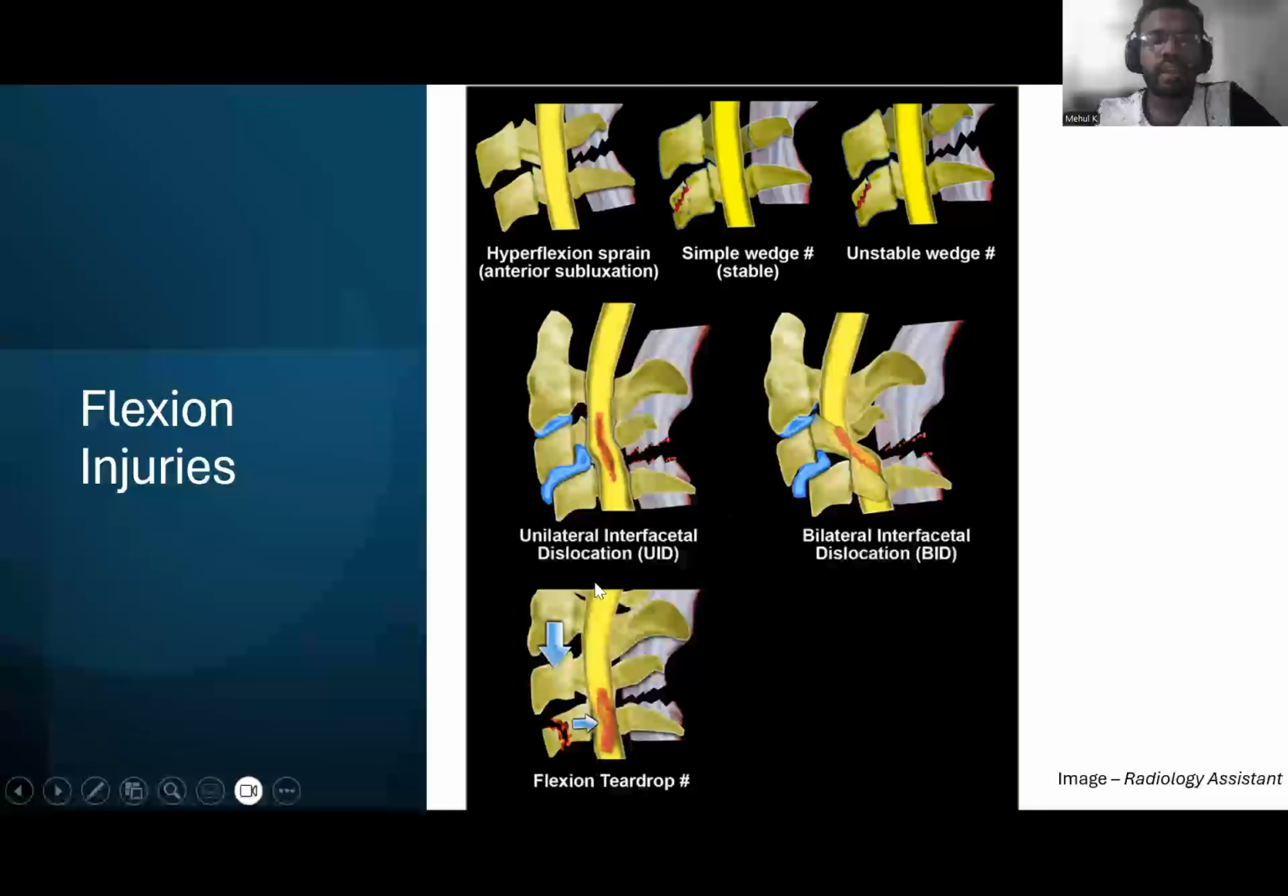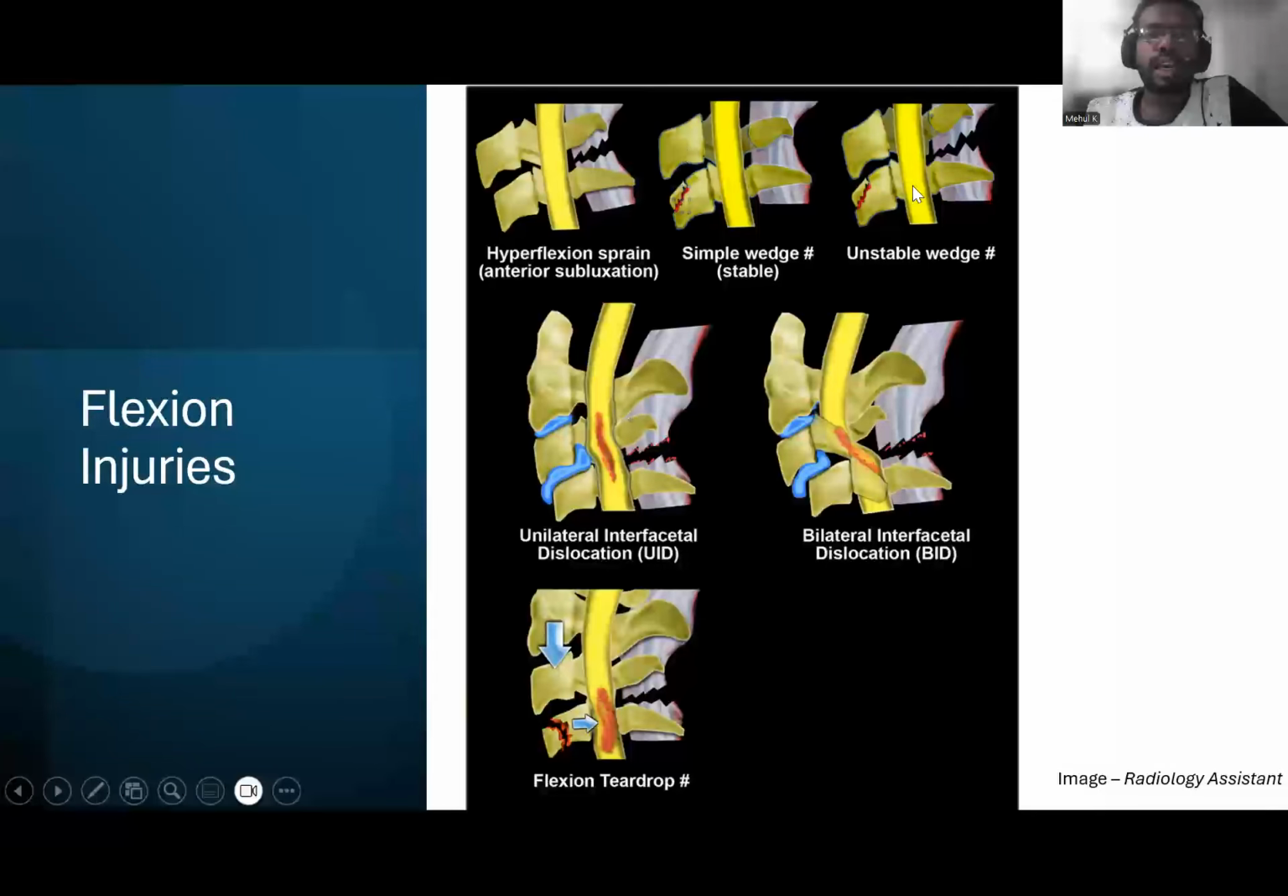Then other things like facet dislocation, it can be unilateral, it can be bilateral. How do you differentiate between unilateral and bilateral facet dislocation? In unilateral, the translation of one vertebra over the other usually is going to be less than 50% of the vertebral body, whereas in bilateral cases it can be more than 50%. So that is how you can differentiate between unilateral and bilateral facet dislocations.